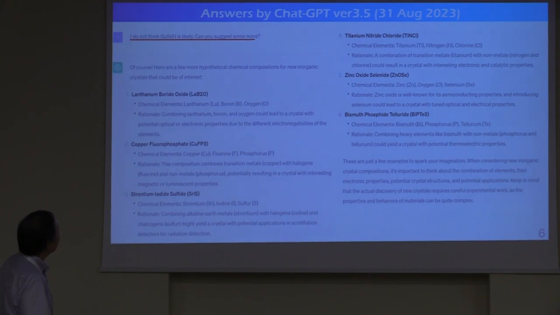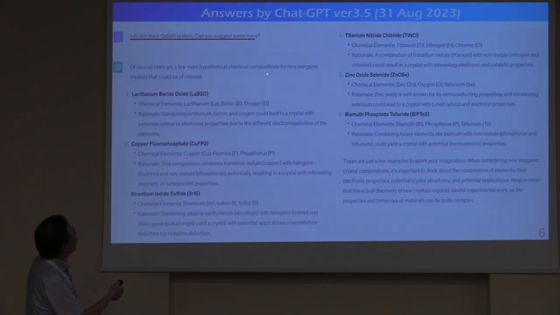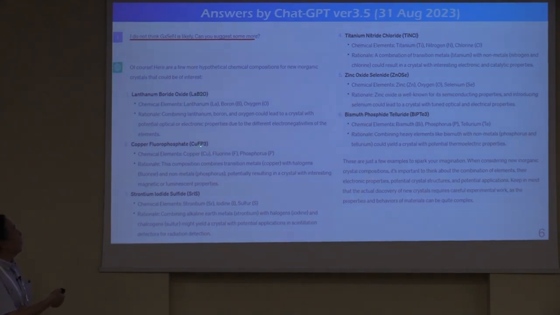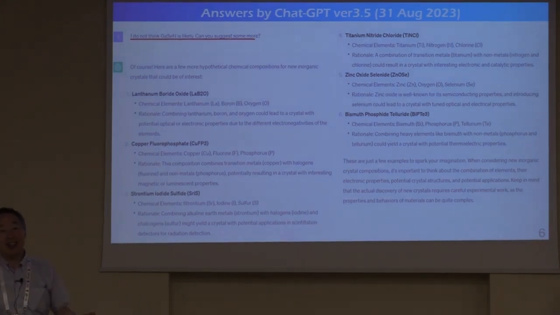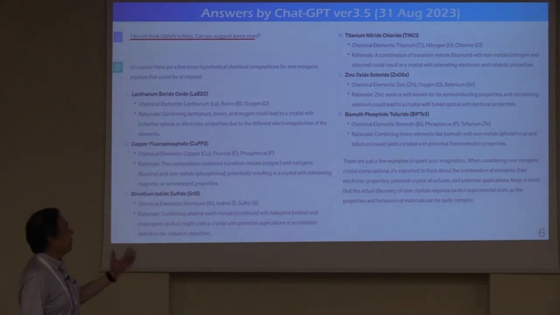So I asked another question. I do not think gallium sodium nitride is likely. Can you suggest something different? And the answer was, of course. Here are a few more hypothetical chemical compositions of new inorganic crystals: lanthanum boron oxide, copper FP3, and many others. Those materials, I cannot judge whether they are really useful or not. It's difficult to say whether it's fake or not, but they suggested something.